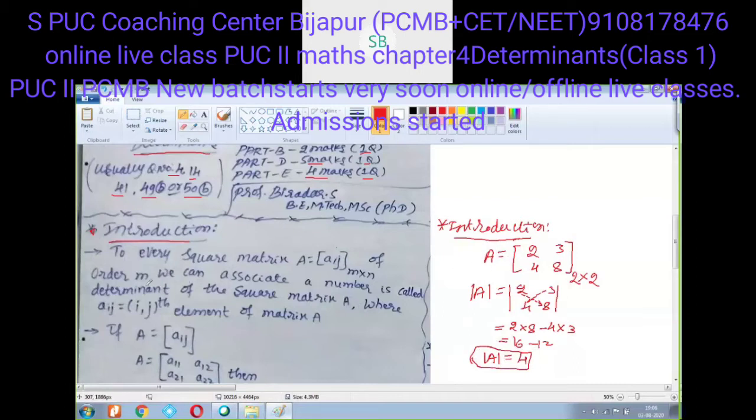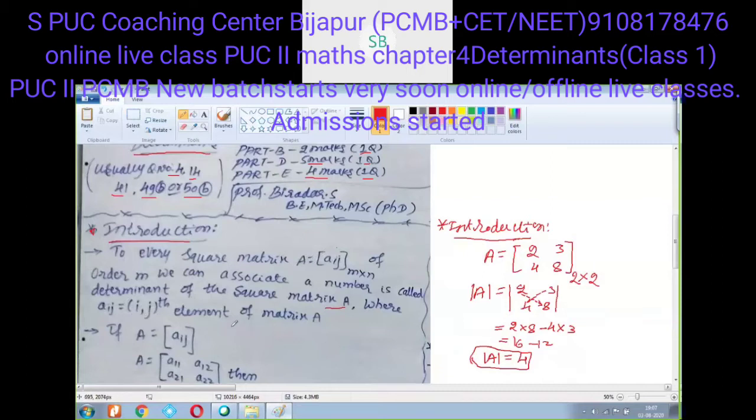So that is what I stated here. We can associate a number, and that number is called the determinant of that square matrix. So that matrix is considered as A, where Aij is the element lying in the i-th row and j-th column. Aij is an element of this matrix A.